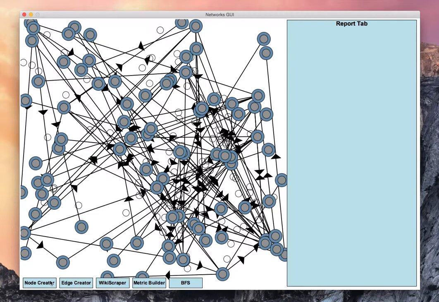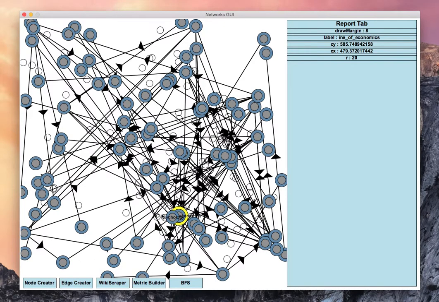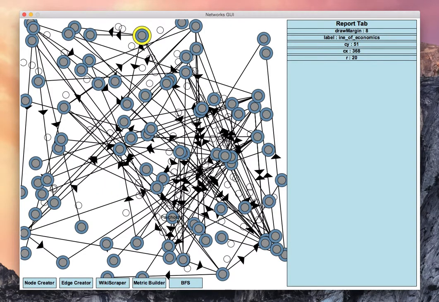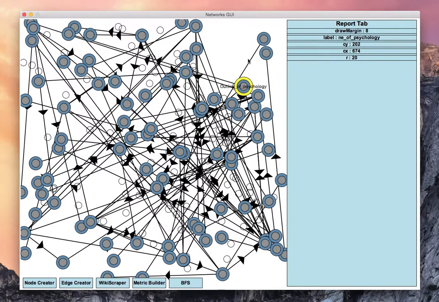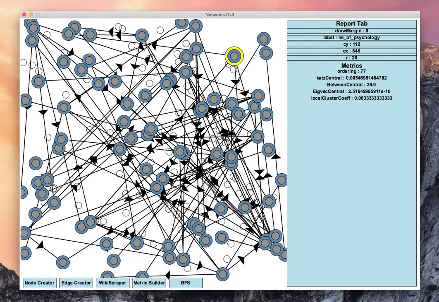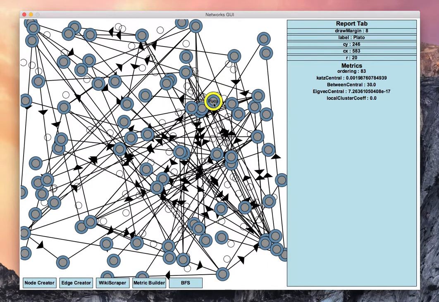So I can start to play around with this graph a little bit. So I can see how outlines of economics is in here. Psychology is a very important node we can see from all these edges. And then the important part about this is that I can start to build metrics off this given segment of Wikipedia, and I can start getting certain properties of certain pages in this graph.